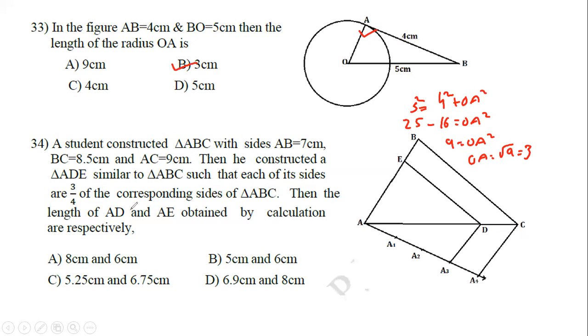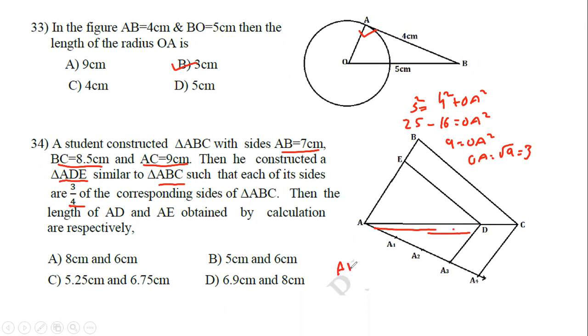Option B is correct. Next, a student constructs triangle ABC. The given AB is equal to 7 centimeter, BC is equal to 8.5 centimeter, and AC is equal to 9 centimeter. Then he constructed a triangle ADE similar to triangle ABC, such that its sides are 3 by 4 of the corresponding sides of triangle ABC. This one is very important. Then the length of AD. Yes, AD. You need to find out the length of AD.